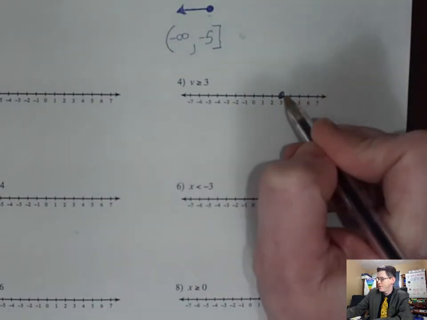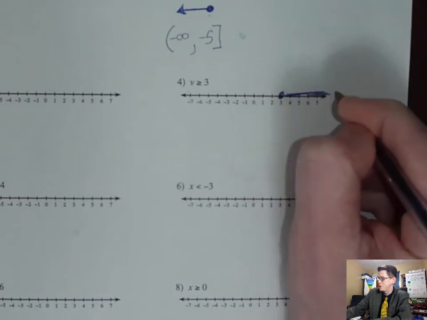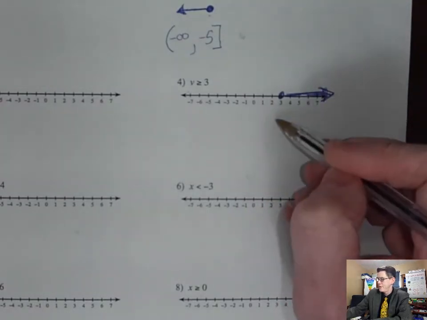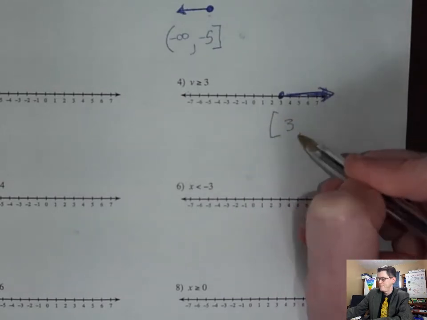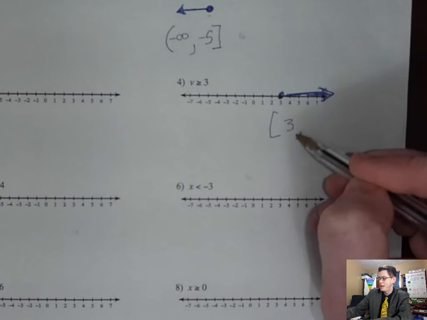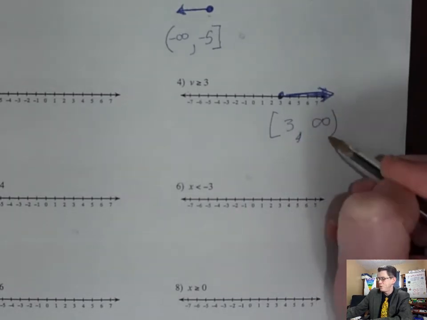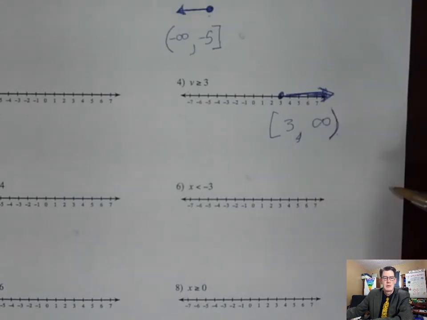All the numbers bigger than or equal to 3, filled in circle. There's the graph, and then the interval includes 3, and it's the number line shaded in all the way up to positive infinity that we never reach, and so the parenthesis is used when we never reach something.